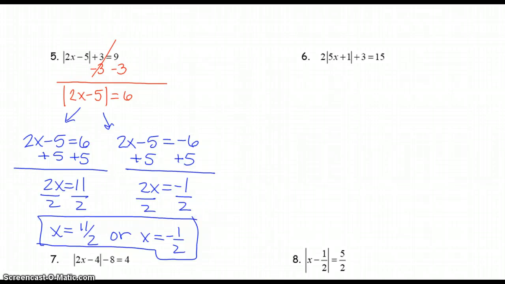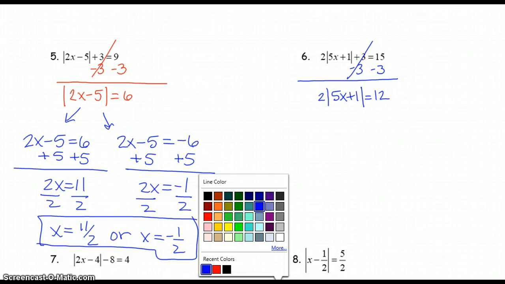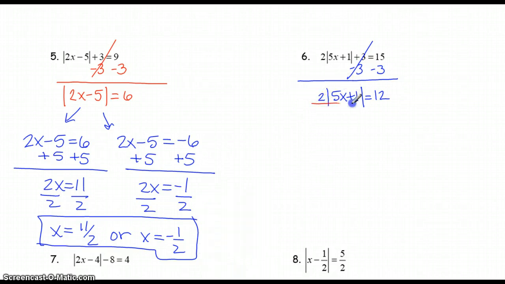All right, so number 6, we've got a couple things we have to do here first. Remember, you always want to eliminate addition and subtraction first. So we're going to subtract 3 from both sides. Then we're left with 2 times the absolute value of 5x plus 1 equals 12. Now we have to get rid of the 2. So to do that, we're going to divide both sides by 2. So these 2's go away, and we're left with the absolute value of 5x plus 1 is equal to 6.